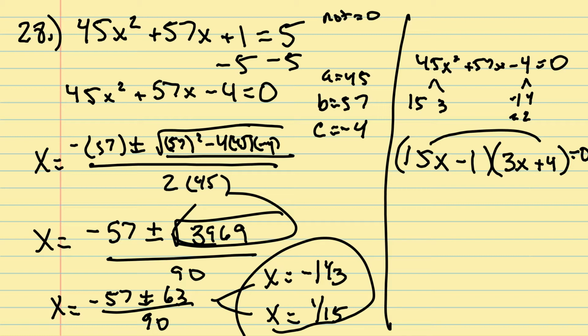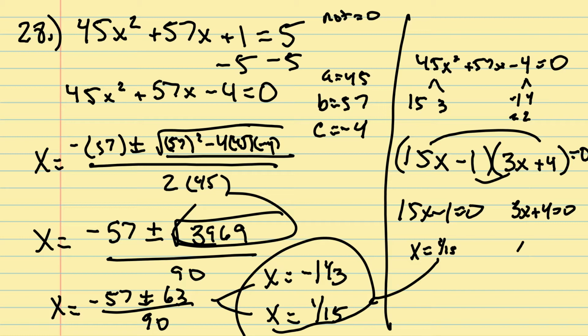Now, I got to see if this works. The outside gives me 60x, the inside gives me minus 3x. That does work. So then I get 15x minus 1 equals 0. So x equals 1/15, just like I got here. And then I do 3x plus 4 equals 0. Subtract 4, divide by 3, I get x equals negative 4/3, just like I got over here, negative 1 1/3. So both answers worked.